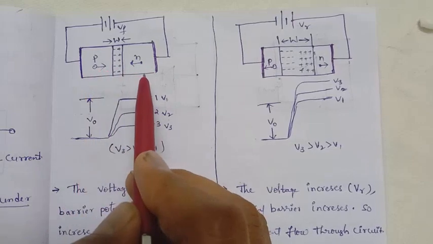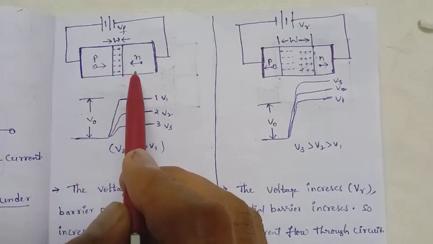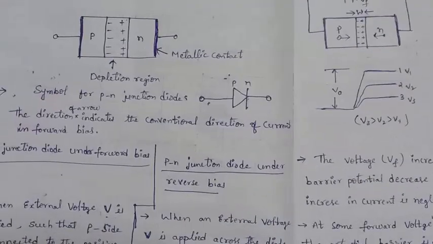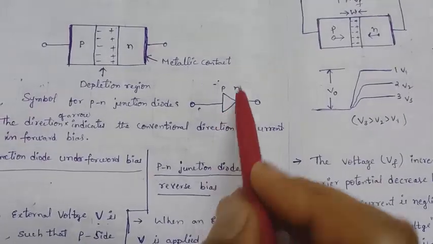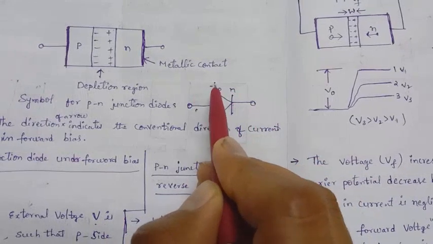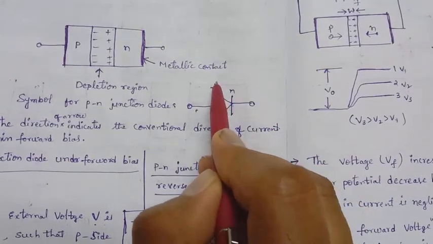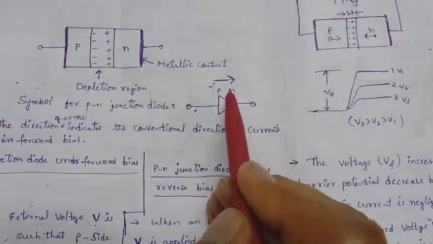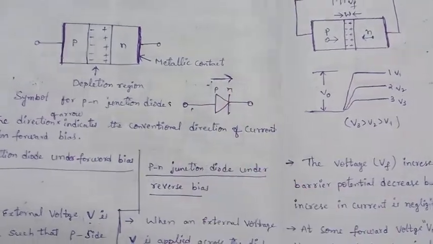So what is the direction of the current? The direction of the current is opposed to the flow of the electrons. So all of you observe, this is the diode symbol. Here the electrons are moving from N to P, but the conventional current is moving from P to N. So the current direction is here. It is the current direction in forward bias, but the electrons' direction is N to P.